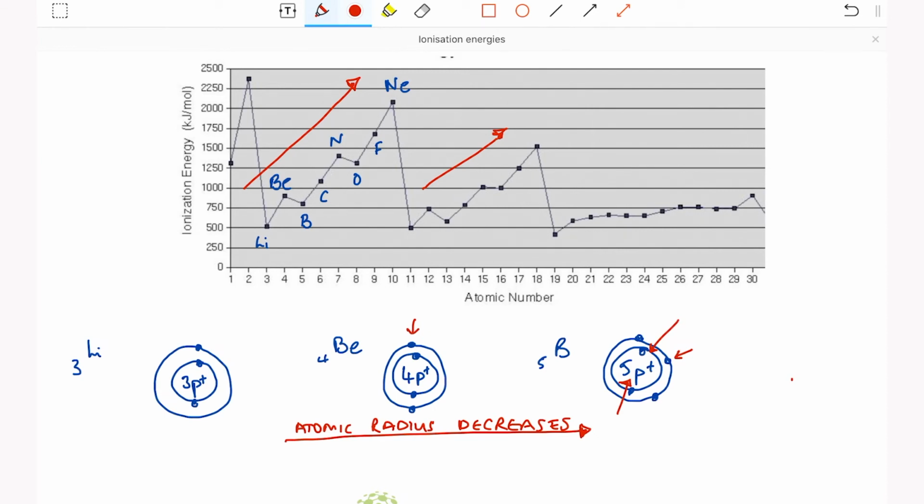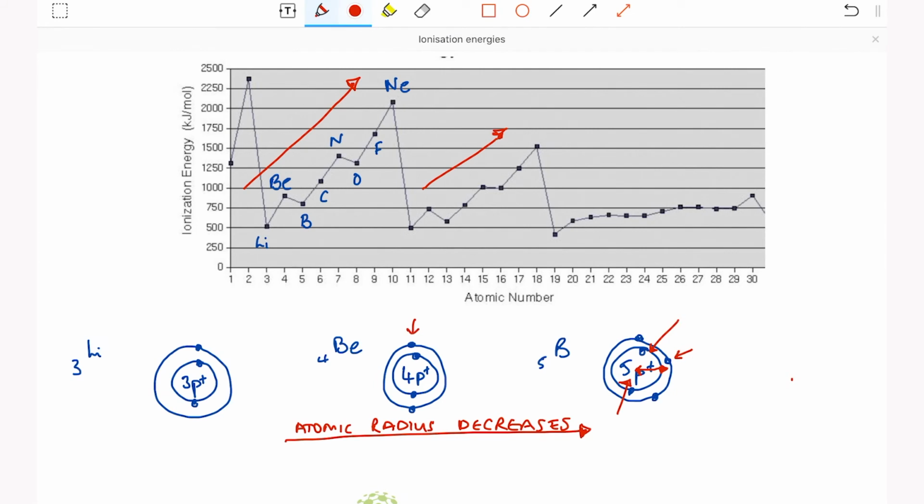The number of protons increases, and so we find a stronger attraction between the outermost electrons, or the second shell of electrons, and the protons. So the radius is getting smaller. Those energy levels are being pulled in towards the nucleus more strongly. As a result of that, it is going to take more energy to remove an outer shell electron. The first ionization energy is going to increase.